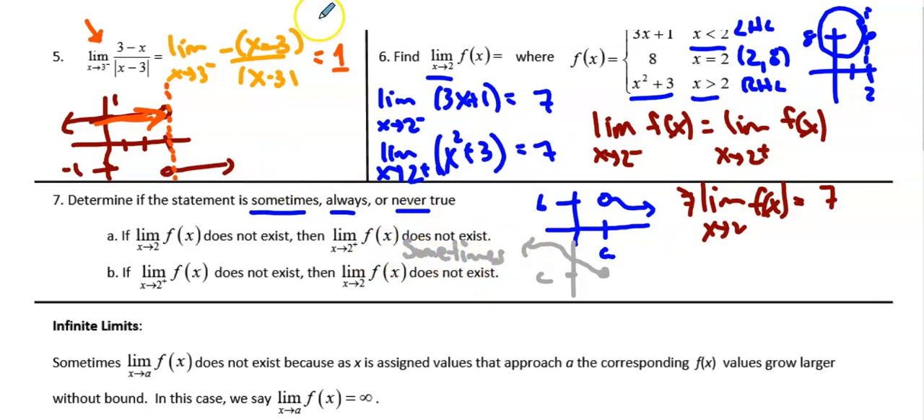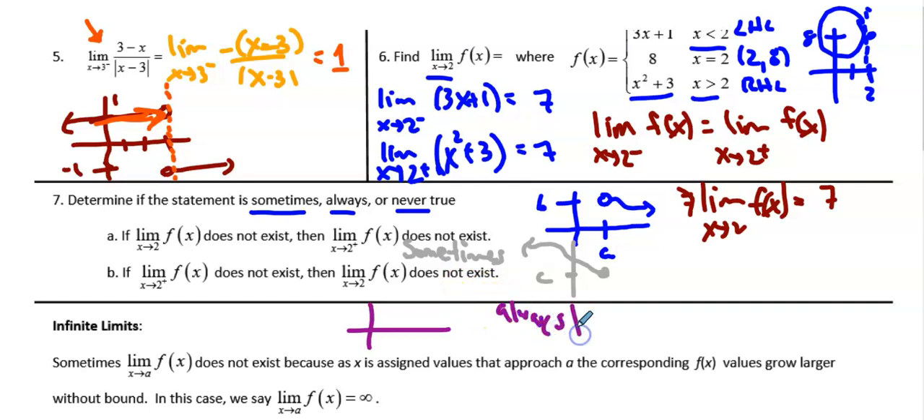For part B, I will tell you guys right now, it's a little bit tricky. Again, like I said, this is why I'm not a big fan of this. It says that if the limit as x approaches 2 from the right does not exist, so my right hand limit doesn't exist, can I say that my overall limit does not exist? Now, I will tell you in an AB class, and even for you guys in BC, I would tell you that this should be always. That if the right hand limit doesn't exist, then the overall limit will not exist. So I'm going to say this is going to be always for you.